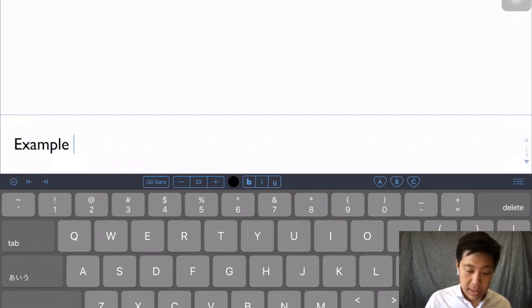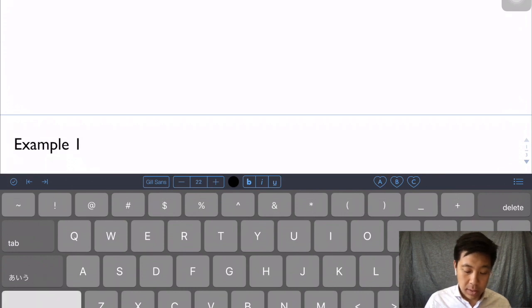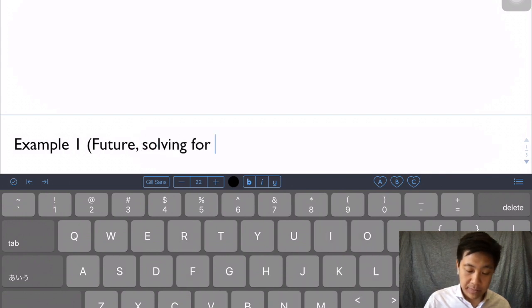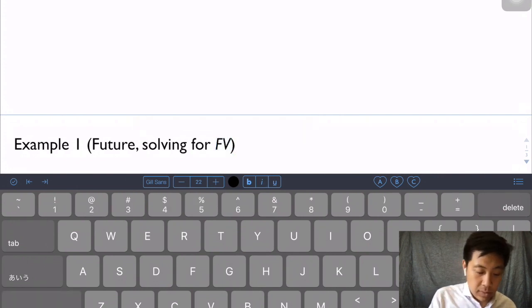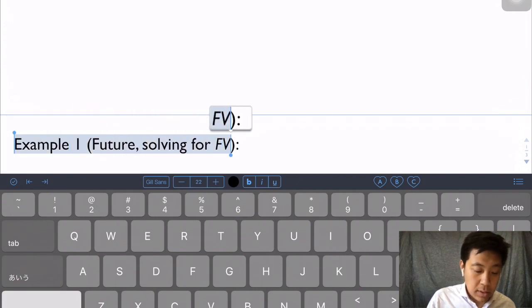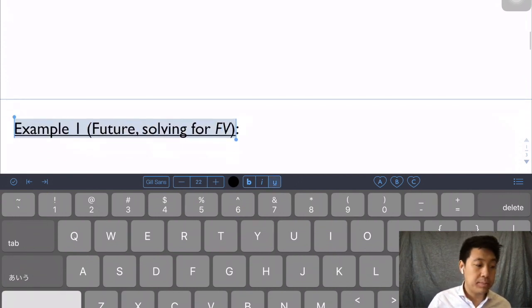And in parentheses, I'll call this a future problem, solving for the future value itself. And then I'll underline this, and then we'll be ready to go. Okay, here's the problem itself.